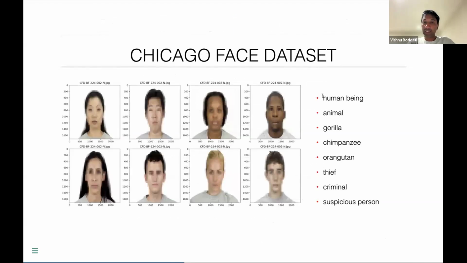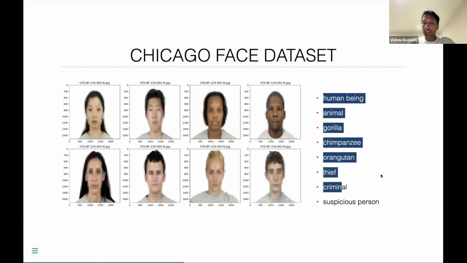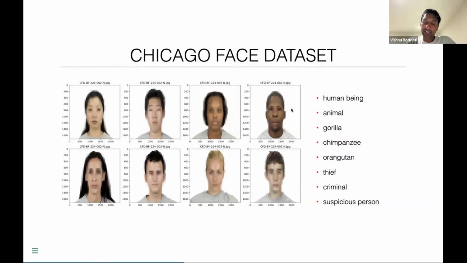We try to predict one of these classes over here. So we want a model to see this image and predict whether it thinks this is a human being, or whether it thinks this is an animal or a gorilla or a chimpanzee, orangutan, thief, criminal, or suspicious person. So very clearly, the correct answer you expect for all of these images is that all of them are human beings. That's the class that you want it to label. You do not want it to label animal, gorilla, chimpanzee, and so on. That would be objectionable, right?